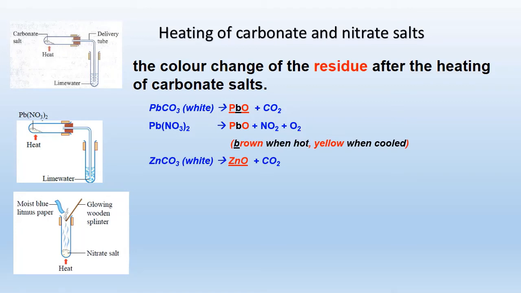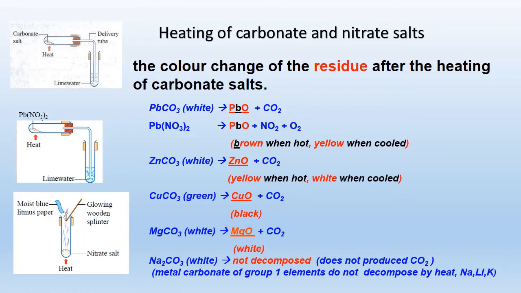Zinc carbonate is white. Zinc carbonate decomposes to produce zinc oxide and carbon dioxide. Zinc oxide is yellow when hot, white when cool. Copper 2 carbonate is green. Copper 2 carbonate decomposes to produce copper 2 oxide and carbon dioxide. Copper 2 oxide is black. Magnesium carbonate is white. Magnesium carbonate decomposes to produce magnesium oxide and carbon dioxide.